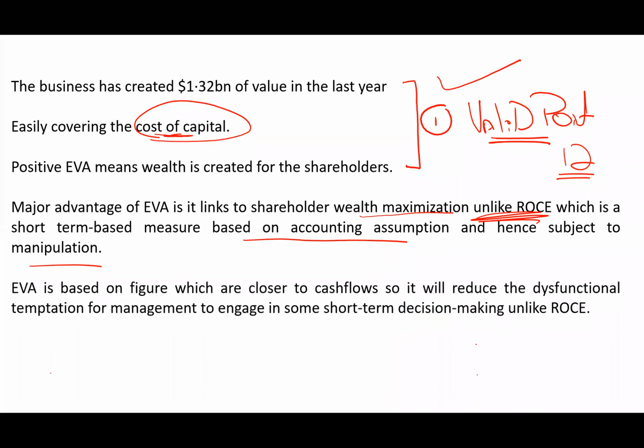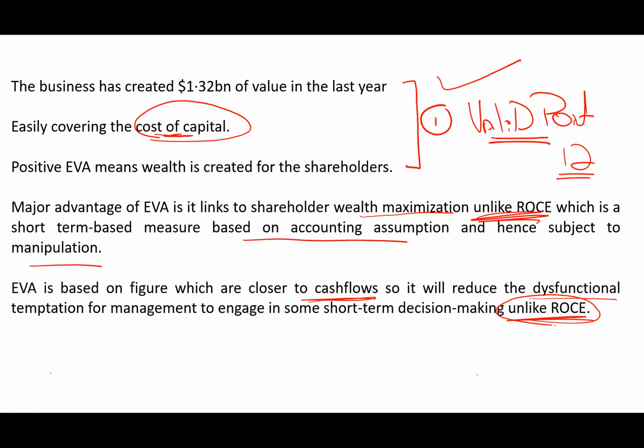Second point, EVA is based on figures which are closer to cash flows, so it will reduce the dysfunctional behavior for management to engage in short-term decision making, unlike ROE. Again, ROE. Now, we should know that ROE results in dysfunctional behavior. What manager tends to do? For achieving higher ROE percentages, they do manipulation, they do wrong things so that they get a higher ROE. It's all wrongdoings they are doing because EVA is closer to cash, not complete cash.